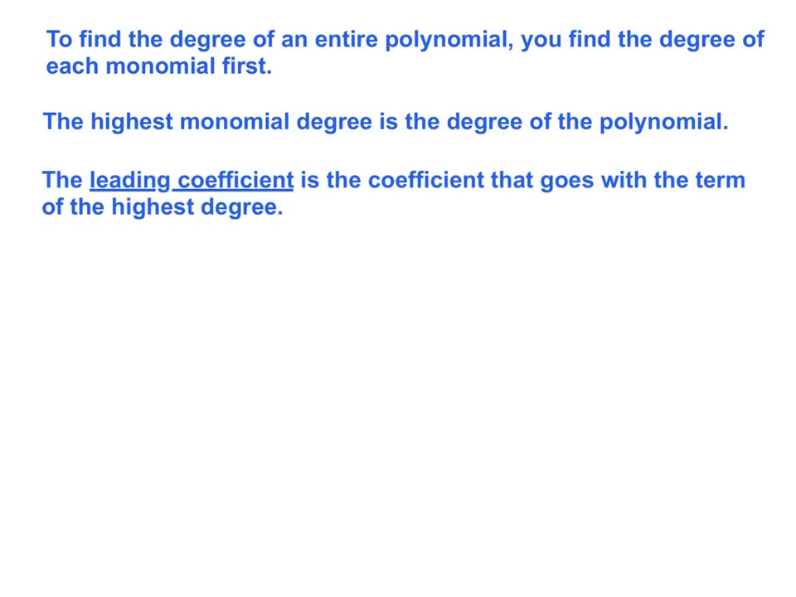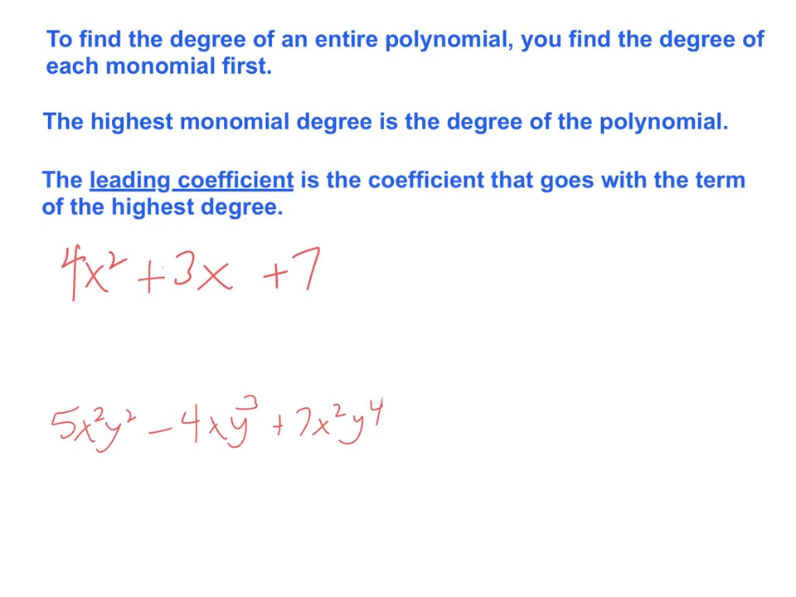However, a lot of times polynomials will not be in descending order, and you don't necessarily have to put them in descending order to find the leading coefficient. It's just the one that goes with the highest degree. Okay? So here are some examples. We're going to find the degree of each polynomial, which they're both polynomials, and then we're going to find the leading coefficient of each polynomial. Here's what we're going to be doing for just the first one, then we'll do the same thing for the second one.